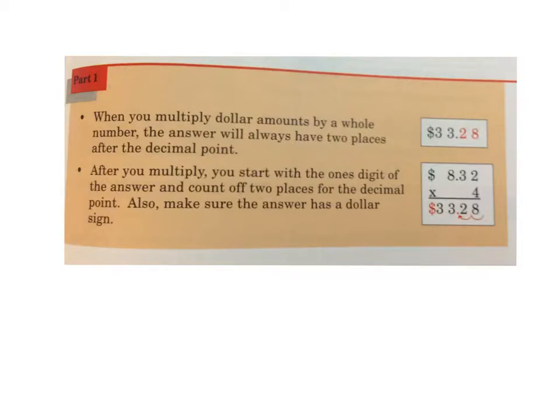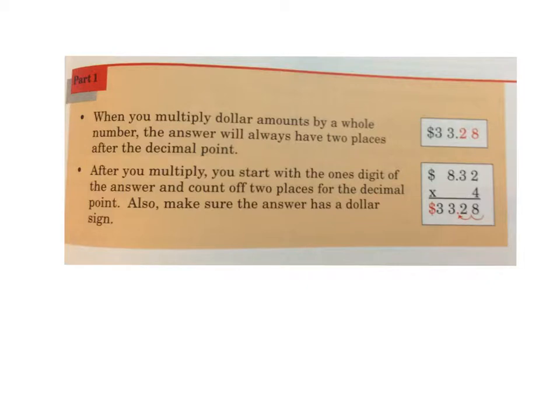When you multiply dollar amounts by whole number, the answer will always have 2 places after the decimal point. So we know that when we are working with money, we always have a decimal point and then 2 numbers. After you multiply, you start with the ones digit of the answer and count off 2 places for the decimal point. Also make sure the answer has a dollar sign.